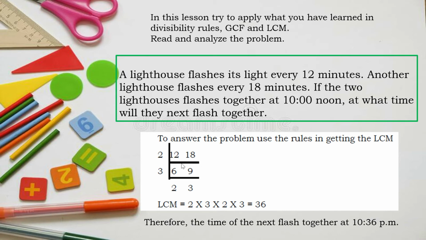So i-explain lang po. So to answer the problem, use the rules in getting the LCM. Okay, so we're going to use 12 and 18 as our dividend. Yan. So 12 and 18, ganun pa rin. Continuous division, meron tayong vertical at horizontal line. So si 12 and 18, they are divisible by 2.